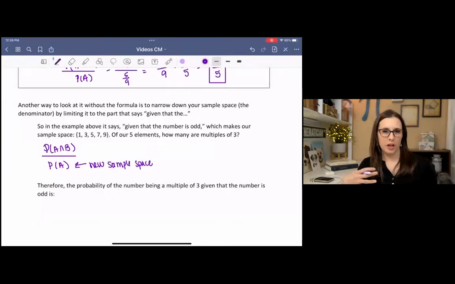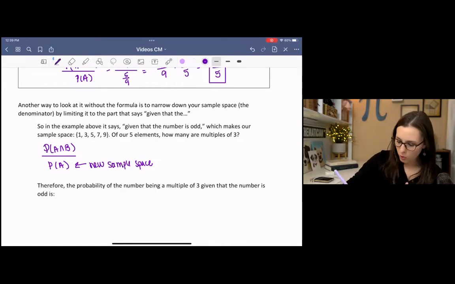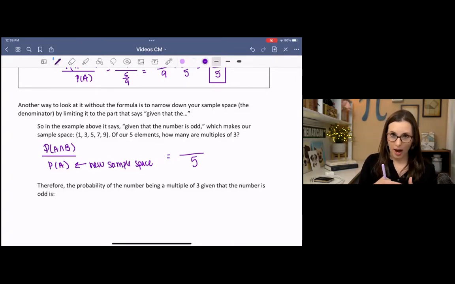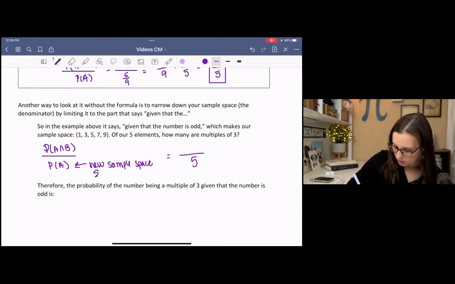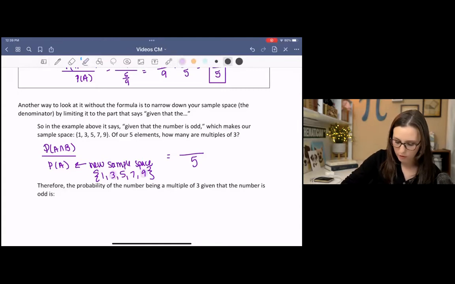If we use the formula to translate this into a more logical mindset, that denominator is now our total number of outcomes, our new sample space. And we know that there are 5 numbers in that sample space: 1, 3, 5, 7, 9. Then if we're looking for multiples of 3, given that they're odd, so this is our new sample space, how many of those numbers are multiples of 3? 2 of them.